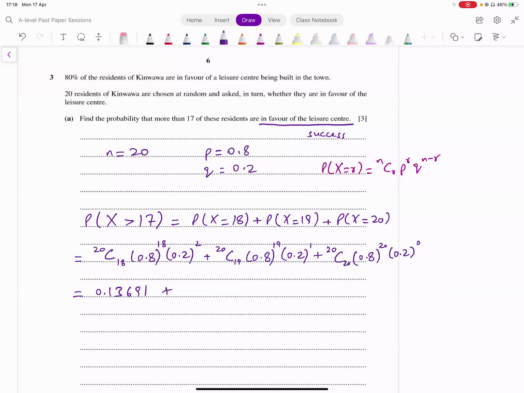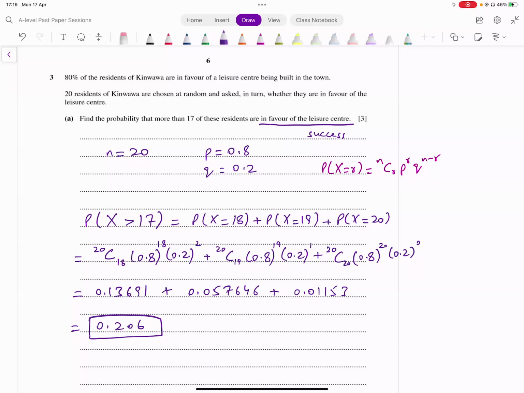0.13691. Then you have 20C19, इसको 19 कर दें यहाँ पे, 0.8 raised to power 19 and 0.2 raised to power 1. उसी को एडिट कर लें जो आपने पहले इनपुट किया है, and this is going to give you 0.057646. You have 20C20, essentially just 0.8 raised to power 20 रह जाएगा वो. That's 0.011529, which is 53. इन सबको ऐड कर लें, देखें आपके पास क्या आता है. This should give you 0.206, and that's the probability that we were looking for here.